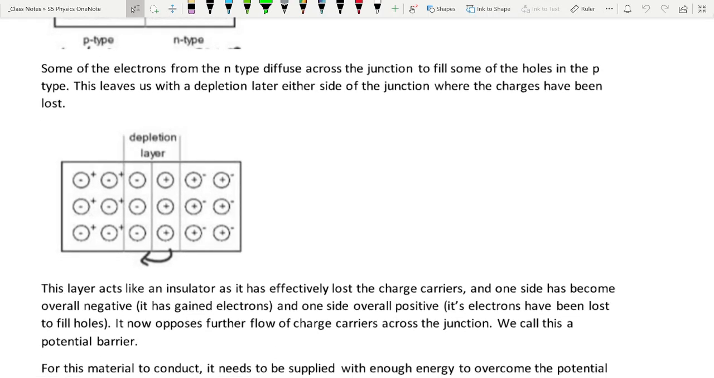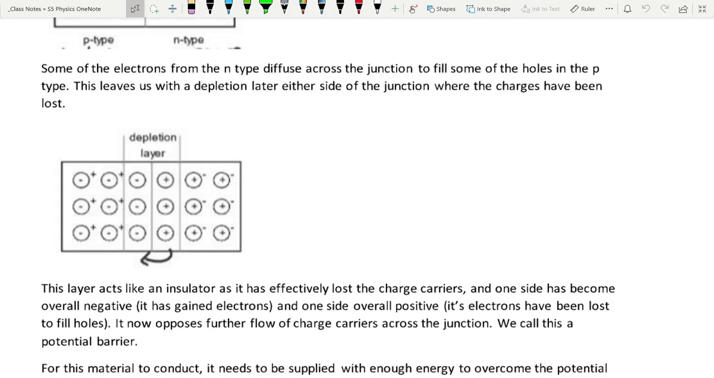So the electron from here has filled the hole here. The electron from here has filled the hole here. So we've got this layer here where actually there's no electrons anymore. There's no free electrons because they filled the holes. And there's no holes because they've been filled by the electrons. So that depletion layer there stops the conduction happening.